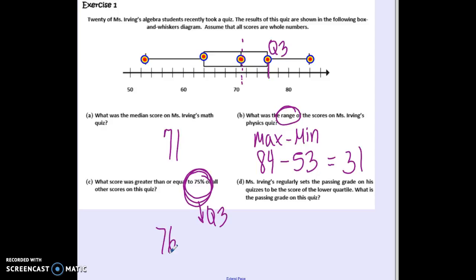Yikes. All right, D, Miss Irving regularly sets the passing grade on her quiz to be the score of the lower quartile. So what is the passing grade on this quiz? Which one represents the lower quartile? Go up to your graph. So a 64 on this quiz would be passing. That means 25% of the grades are failing, 75% of the kids are passing.